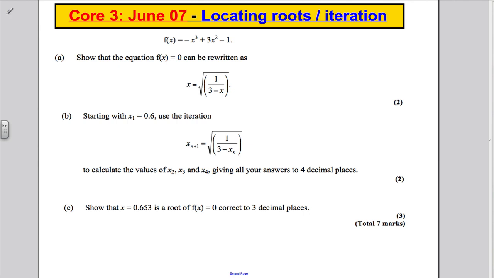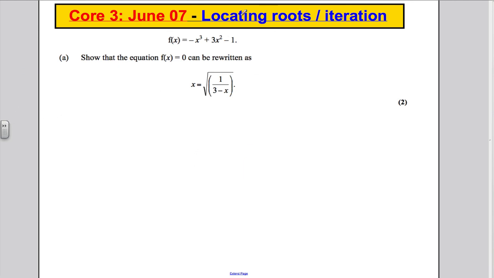Okay, as you can see, these are all quite similar now. So we want to show f of x can be written as this, i.e. negative x cubed plus 3x squared subtract 1 equals 0. We can rewrite in this form here. Okay, well, what can I do? Well, the first thing, I know there's going to be a 1 on the other side, so I could add 1 to both sides. So I could write negative x cubed plus 3x squared is equal to 1.